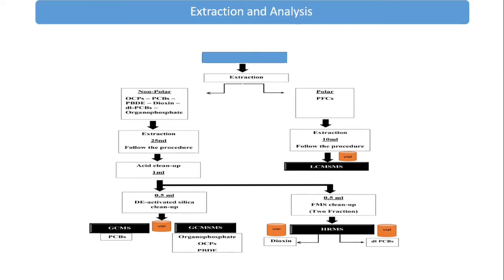Then the first one, we will go for GC-MS for the PCB analysis and the GC-MS for the OCPs, PBDEs like that. And the next, the FMS cleanup part, we will use for the HRMS analysis for the dioxins and the dioxin-like PCBs.